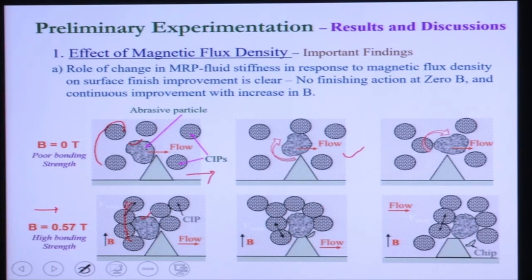Now there is a flow, so you are flowing this media. When this abrasive particle comes into contact with some roughness peaks, at that time it removes the surface undulations from the working surface. In the second picture you can see it removes small chips from the roughness peak. In the third picture you can see it is completely removed.